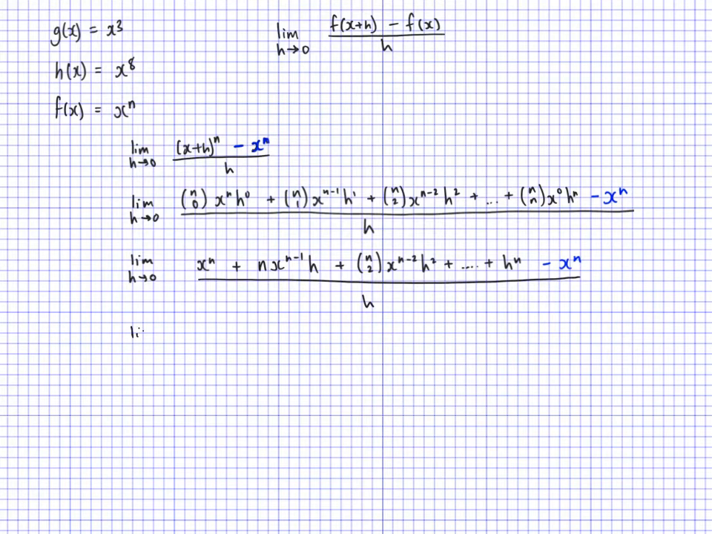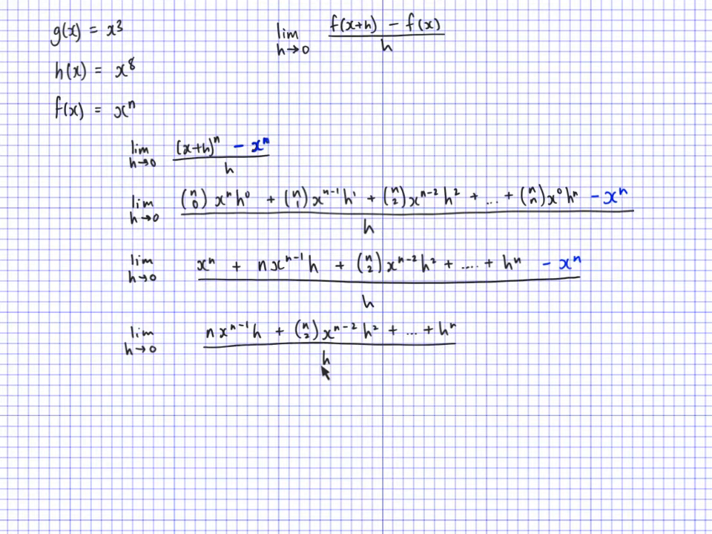So I'll have limit as h goes to 0. So remember, x to the n will cancel with this one. So I'm just going to leave that out now. I'll write n x to the n minus 1 h plus n choose 2 x to the n minus 2 h to the 2 plus, and then h to the n, all over h. Okay, so this time I'm going to start cancelling down.